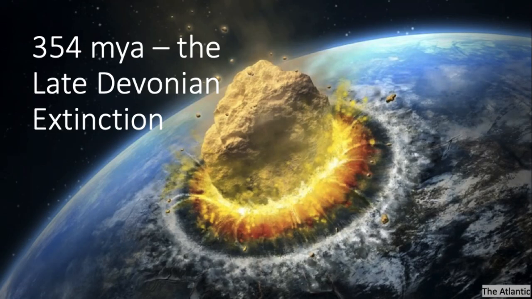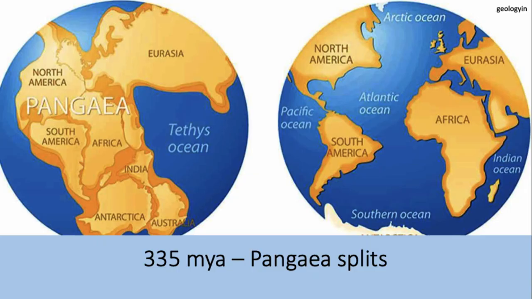And then there's another extinction event, 354 million years ago, the late Devonian extinction. And these extinction events are when at least 75% of the organisms on Earth perish, never to return. And there have been 5 major extinctions thus far.